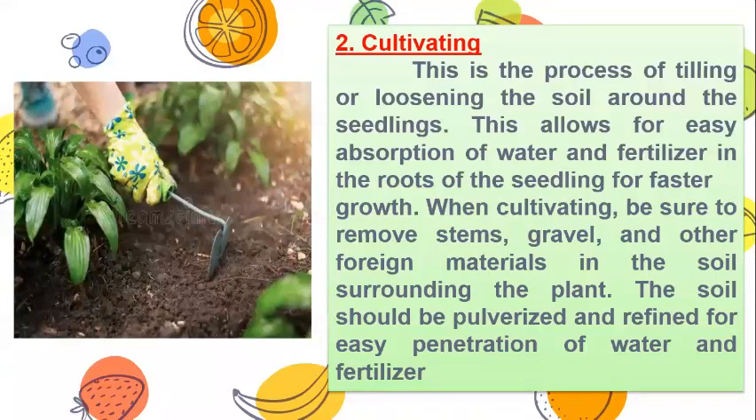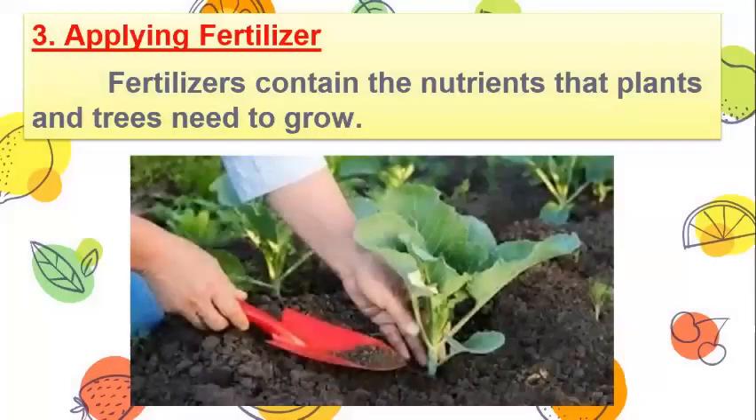2. Cultivating. This is the process of tilling and loosening the soil around the seedlings. This allows for easy absorption of water and fertilizers in the roots of the seedling for faster growth. When cultivating, be sure to remove stems, gravels, and other foreign materials in the soil surrounding the plant. The soil should be pulverized and refined for easy penetration of water and fertilizer.